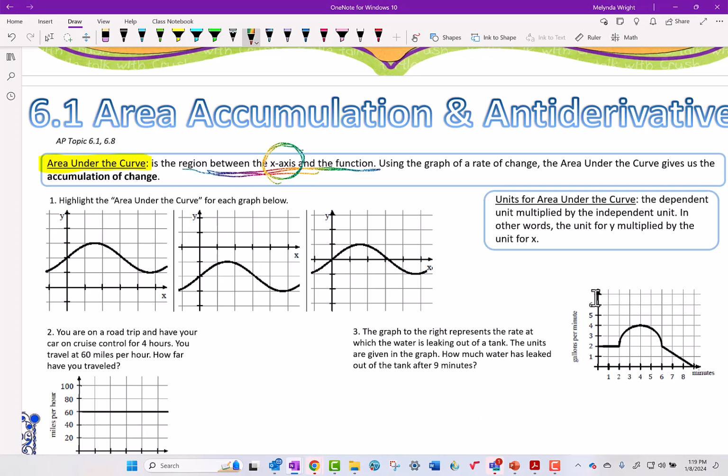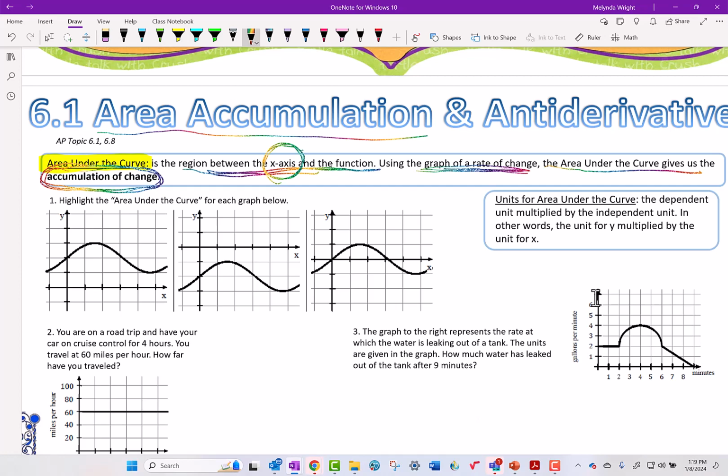So the fancy word here is that if we're using a graph of a rate of change, which we do frequently, the area under the curve gives us the accumulation of change. And you don't really need to completely understand what I'm talking about, but this is where accumulation comes in. We're actually accumulating area as we move. Typically, we move from left to right.